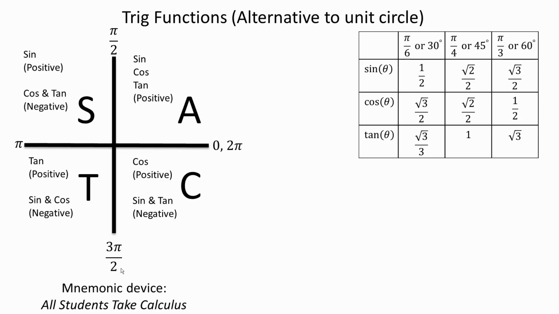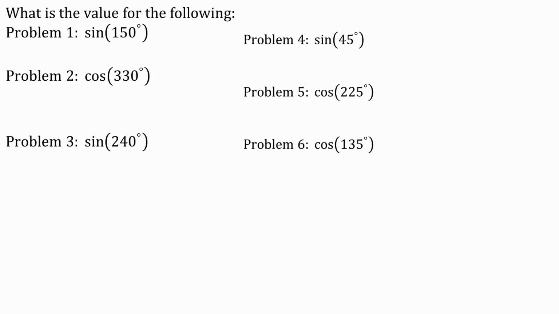And so there's a mnemonic: All students take calculus. A, everything is positive: sine, cosine, tangent. S, only sine is positive. T, only tan is positive. And C, only cosine is positive. And this right here is useful for common 30, 45, and 60 degrees for sine, cosine, tangent. And now we will solve another 6 problems.